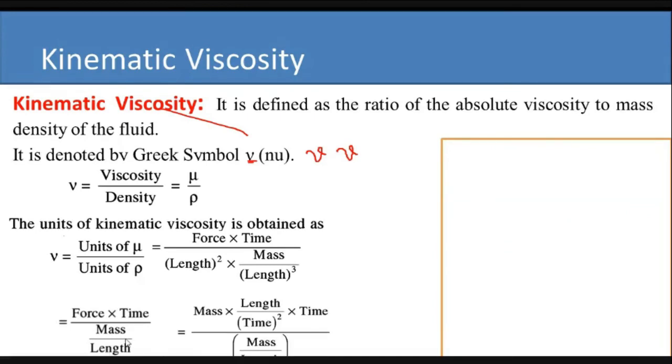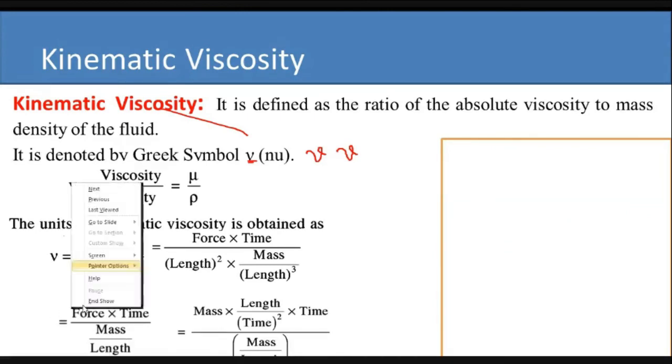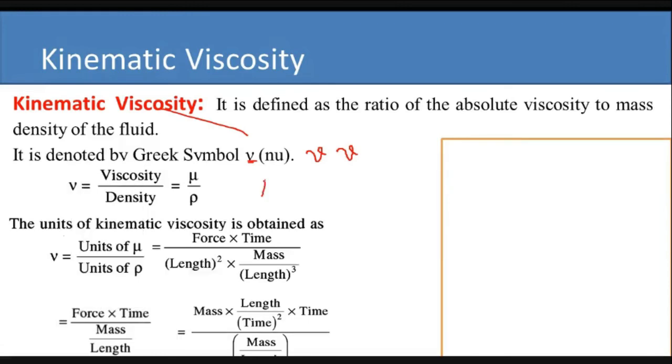Again, you can simplify. What is force? As per Newton's second law, force is mass into acceleration. Acceleration is meter per second square, so it is length upon time square, into time, divided by mass upon length. Here the mass will cancel, the length will go in the numerator so it becomes length square, and this time square will cancel with this time. So simply we will have length square upon time.